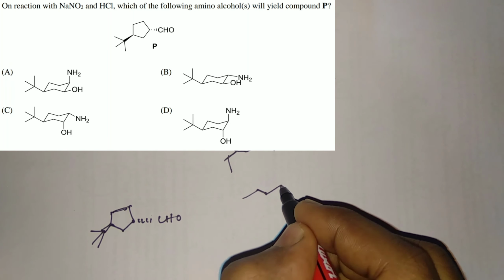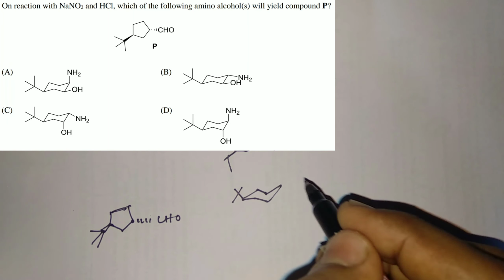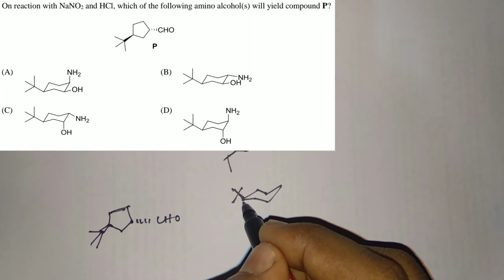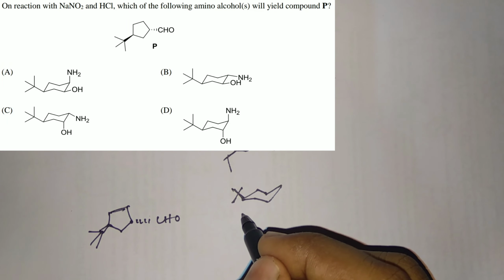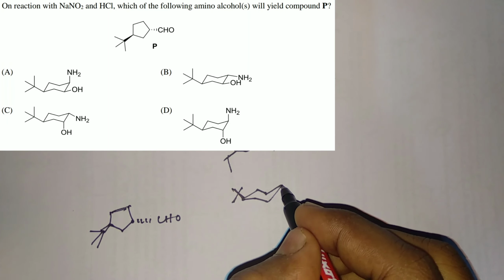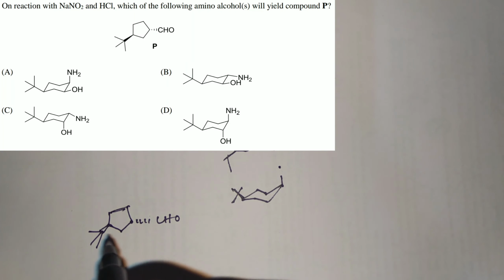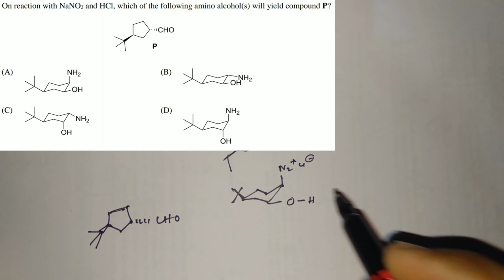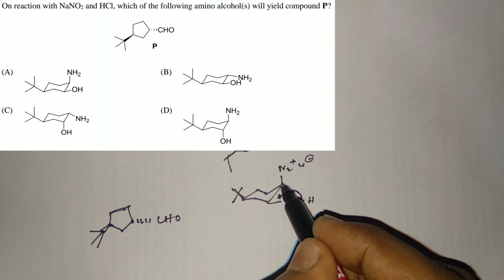In case of option A, it is like this. It's a biased, totally locked system, because this is a bulky group. It cannot be in the axial direction, so it is always locked. That is when I am treating with NaNO2/HCl, NH2 will become N2+ Cl-, a leaving group, and here is OH. So this kind of rearrangement. So this is the leaving group.